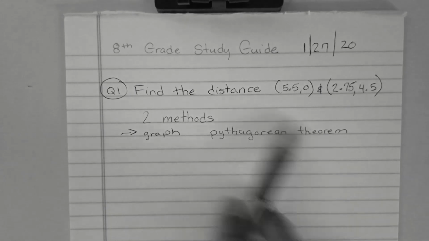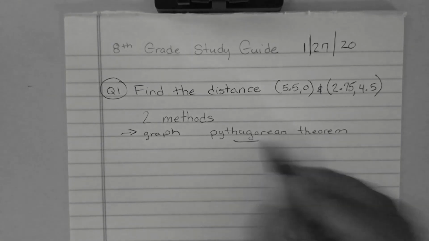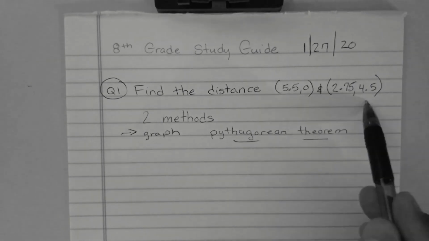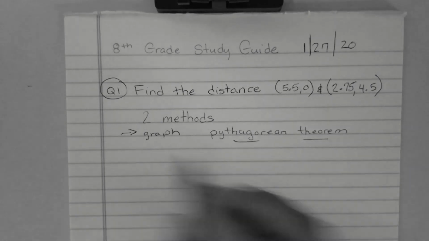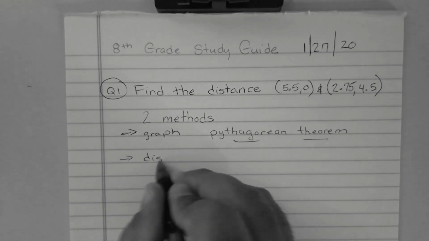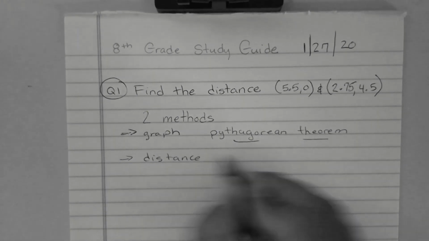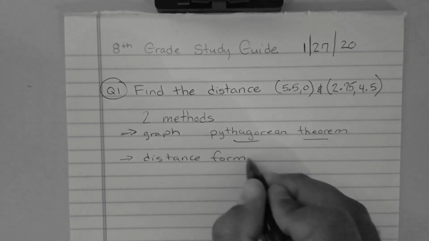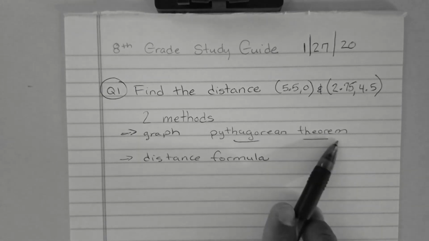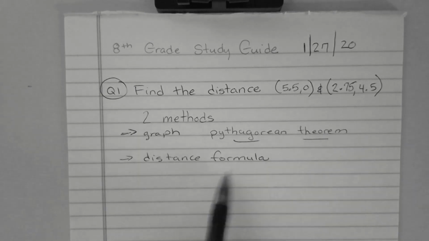However, this is best if you have the coordinate grid. In this case, we do not have the coordinate grid. So the second one is we're going to use what's called the distance formula. Now, the distance formula is not hard to derive. We could still use the distance formula coming back from the Pythagorean theorem. These two go hand in hand.